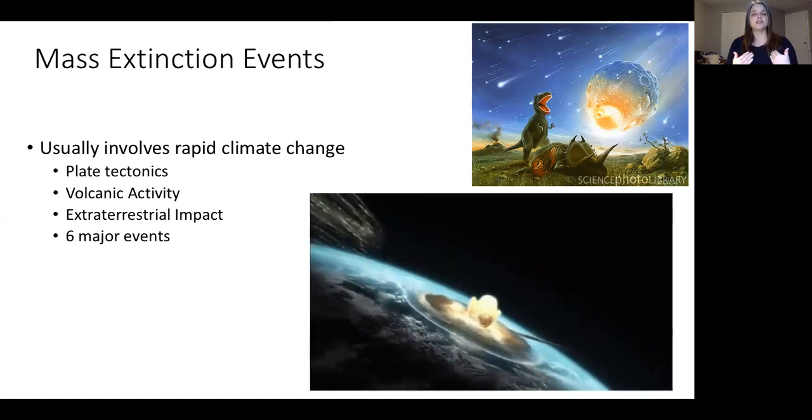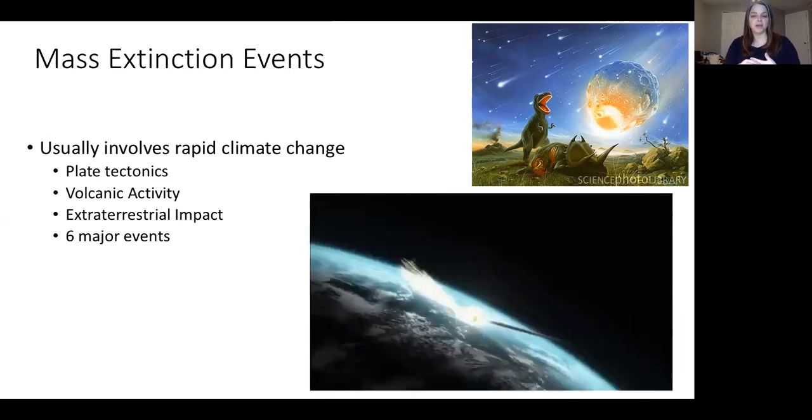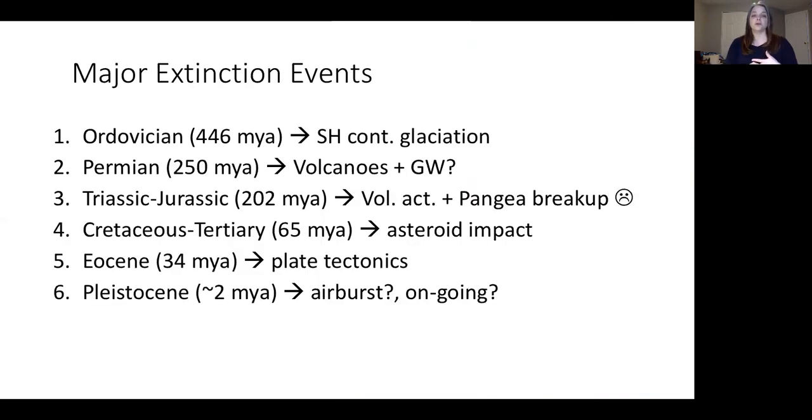When we look at Earth's history, we see 6 major events. The first is the Ordovician, about 446 million years ago, which led to Southern Hemisphere continental glaciation. The Permian extinction was a combination of volcanoes and probably some global warming, or global climate change. There was the Triassic-Jurassic boundary, with volcanic activity and tectonics associated with the breakup of the megacontinent Pangaea. There was a Cretaceous-Tertiary extinction event at that boundary, which was an asteroid impact.